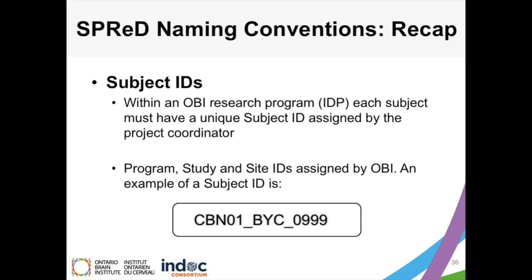Subject IDs. Within an OBI research IDP, each subject must have a unique subject ID assigned by project coordinators. Program, study, and site IDs are assigned by OBI. Here's an example of a subject ID, CBN01_BYC_0999, where CBN01 represents the IDP and the study code, BYC represents the site code, and 0999 represents the subject ID.